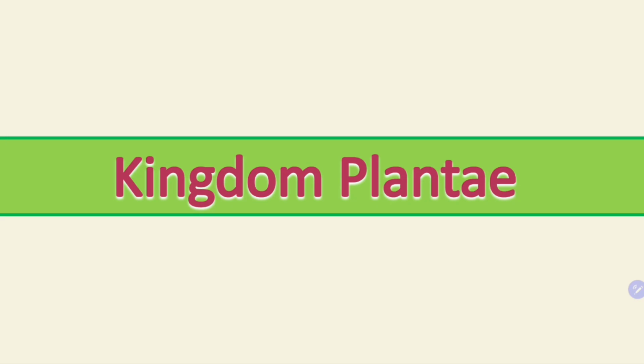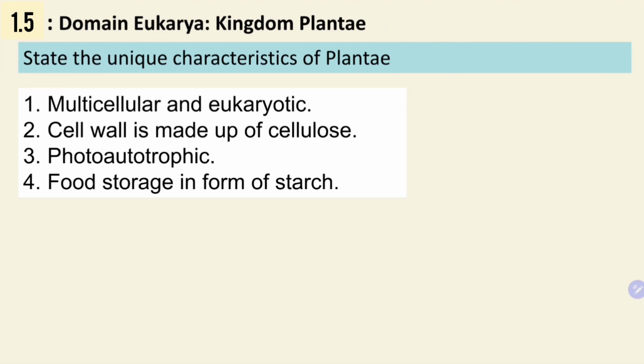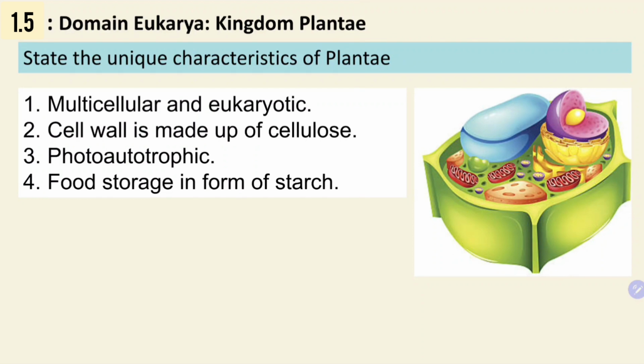The next kingdom in domain Eukarya is Kingdom Plantae. First, state the unique characteristic of Plantae. All organisms in Kingdom Plantae are multicellular organisms and they are eukaryotic. Eukaryotic means that they have true nucleus, they have membrane-bound organelles, and their DNA is enclosed inside the nuclear membrane.